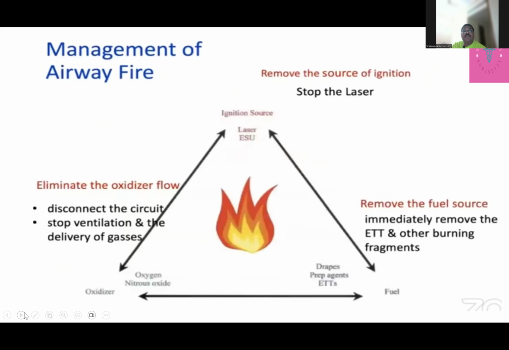So the management of fire: remove the source. First you stop the laser and remove the fuel source. Immediately you have to remove the endotracheal tube and other burning fragments, and eliminate the oxidizer. Disconnect the tube, stop the ventilation and stop the delivery of gases, so that you can protect the patient.